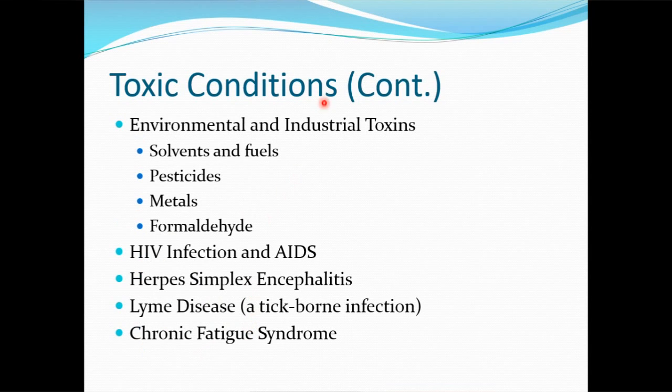But we also need to consider environmental and industrial toxins. So if somebody's coming to see us, we need to find out what type of work were they doing. I'm thinking about an adult now, so we're talking about adults. Did they work in an environment with a lot of pesticides? Were they farm workers, for example? You need to take that into account. Does a person have HIV or herpes or Lyme disease? Lyme disease is a tick-borne infection. It's not very common in South Africa, but one does need to know about it. And then chronic fatigue syndrome, I think there's a lot of uncertainty about exactly what that is and what it isn't.